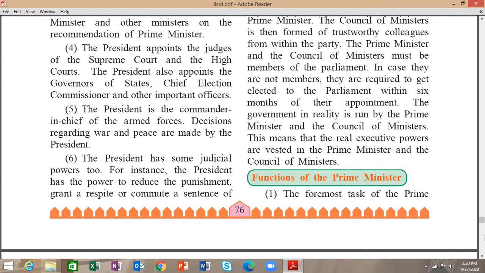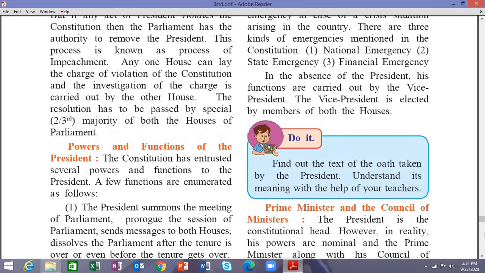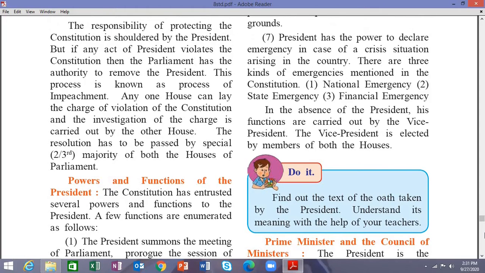The President is the Commander-in-Chief of Armed Forces. He takes the decision whether to fight the war or maintain peace with other countries. Then we also saw that the President declares emergencies. There are 3 kinds of emergencies. One, national emergency during war. Then state emergency. If the law and order is not okay in a state, the President's rule comes in. And the financial emergencies.